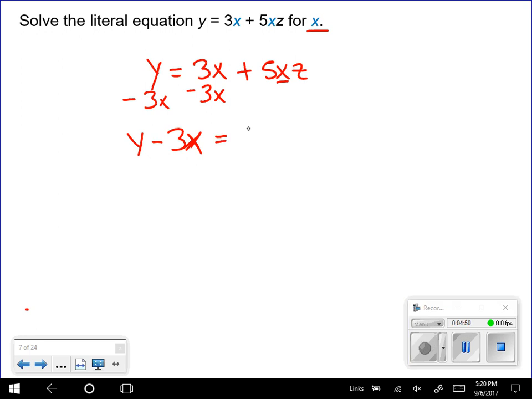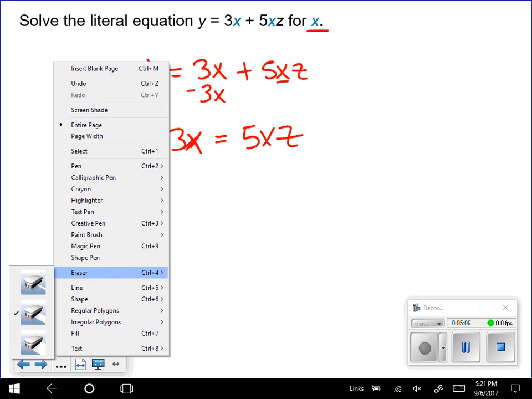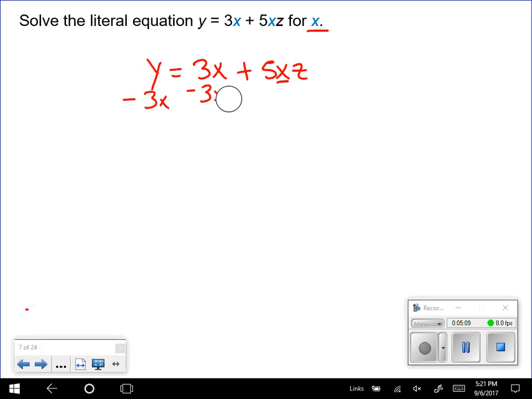Okay, but then you might notice the problem that we're going to run into here. X is now on both sides. So that doesn't work, what we just tried to do, because that was kind of our pattern. We would always subtract first or add first. So we have to back up and think about this a little bit. I'm going to erase what we had.